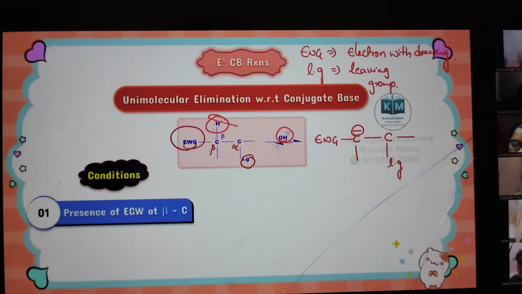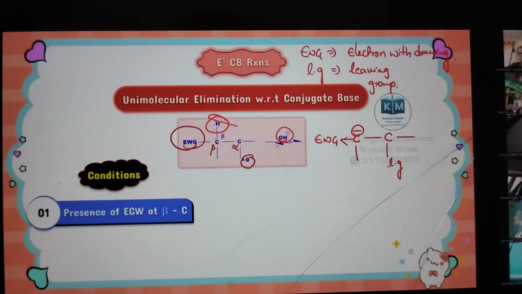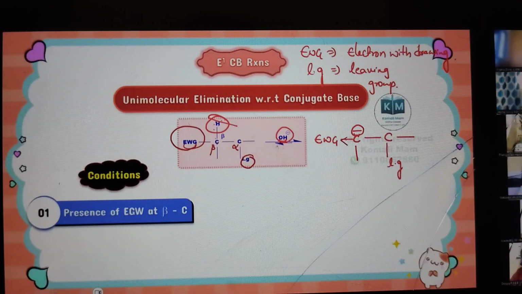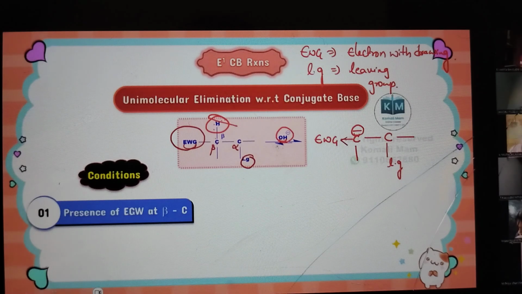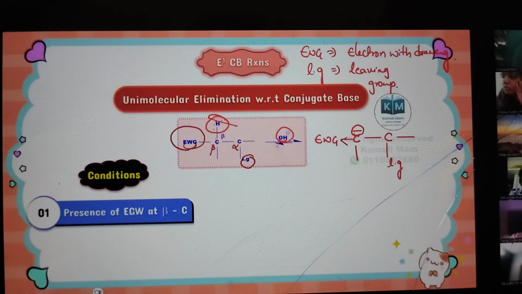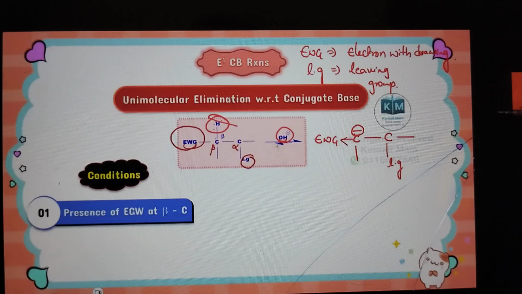Okay? See what I am telling. What do you mean by electron withdrawing group? Electron pulling group. Why, ma'am? Whenever an electron pulling group is there, it pulls the negative charge on that carbon so that the negativity decreases. What will happen when negativity decreases? Stability will increase. Everybody clear? Stability will increase.